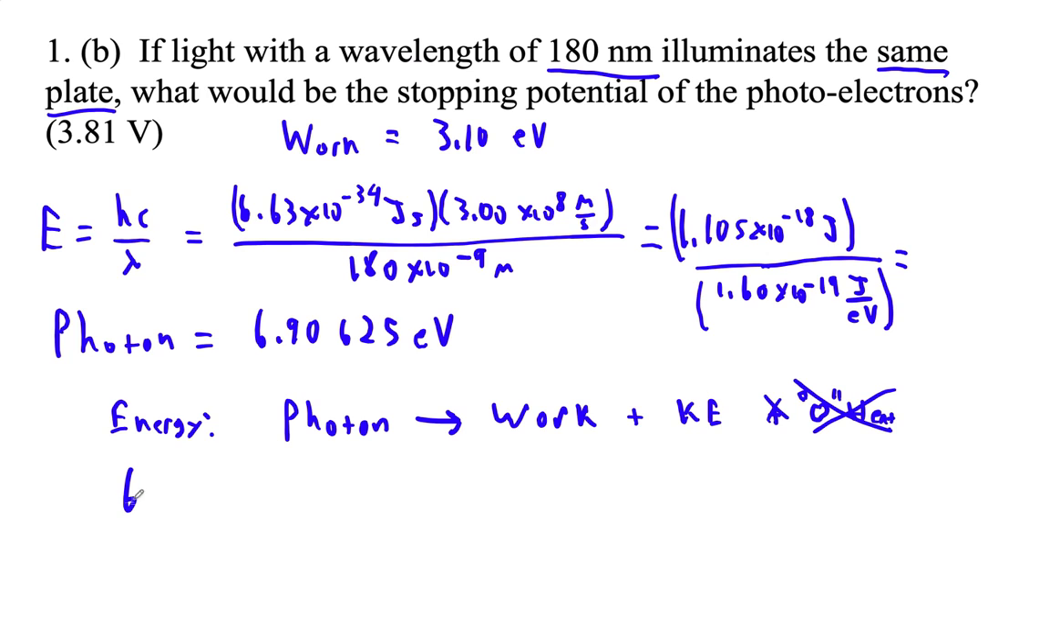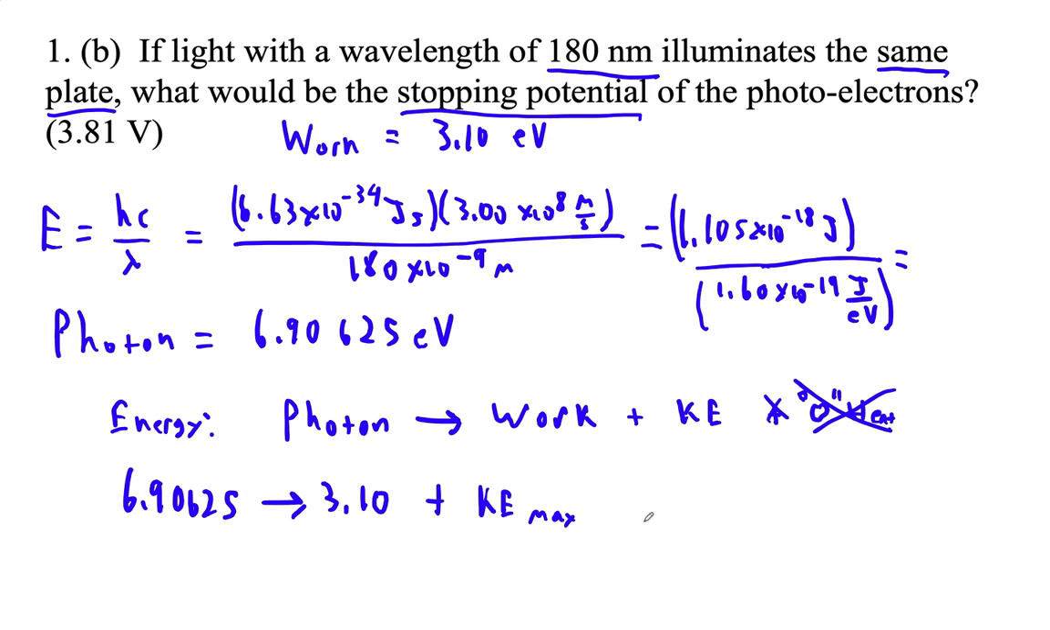So 6.90625 turns into the work, which we know is 3.10 because it's the same plate. So it's the same work function as the previous problem, plus the kinetic energy. And this is why they always say KE max, and this is related to the stopping potential. This is just a long roundabout way of saying I'm going to subtract 3.1 from the answer I just got. But this is why.